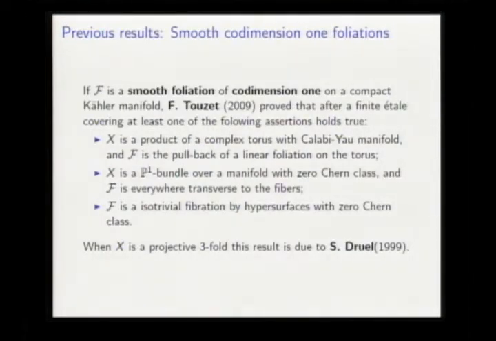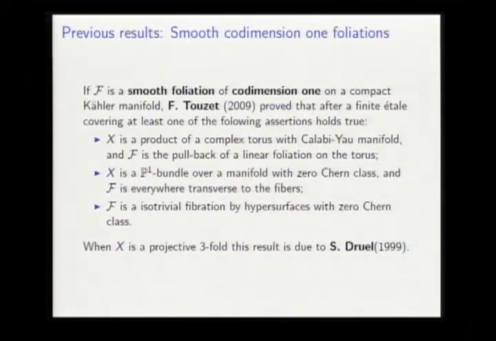So the case of smooth foliations of codimension 1 was treated by one of my very good collaborators, a very good friend, Frédéric Touzet. And he proved that after a finite étale covering, you arrive at a certain situation. I will not focus on describing this now, because I will have a more general result later on that will provide a more general version of this.